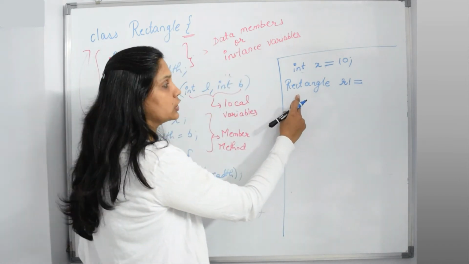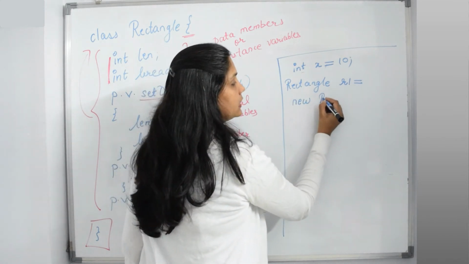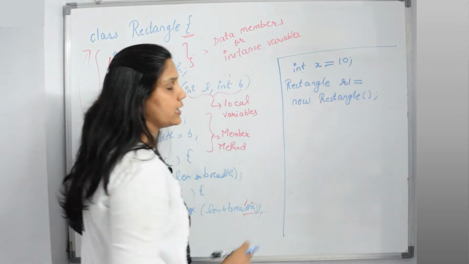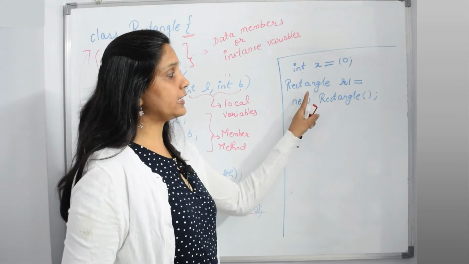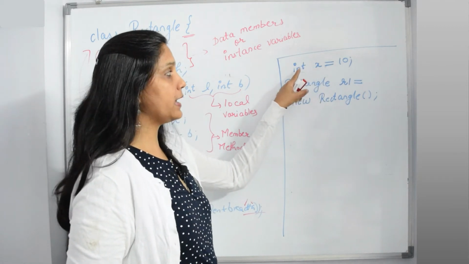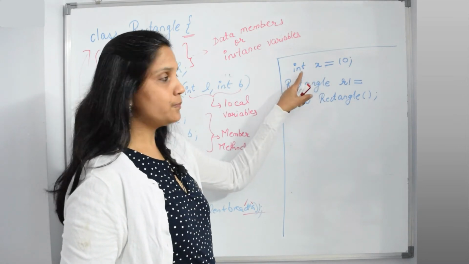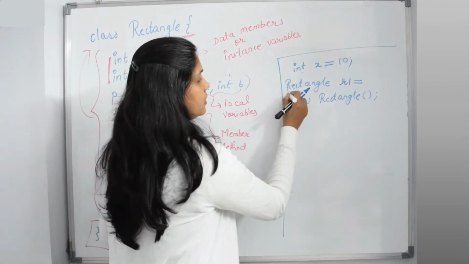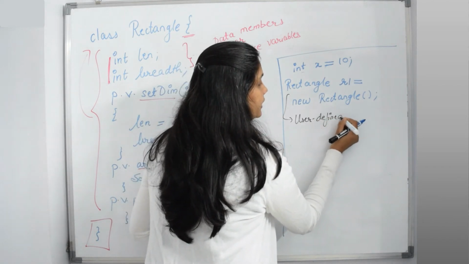To create the object of this class, you would be saying new followed by the class name, that is rectangle. So now what we have done, we created an object R1 of type rectangle the way we create a variable x of type int. So int was a data type and x was a variable of that type. Rectangle now is basically a user defined data type.